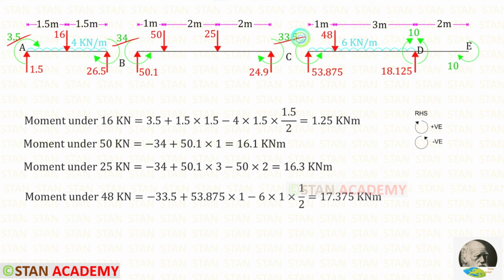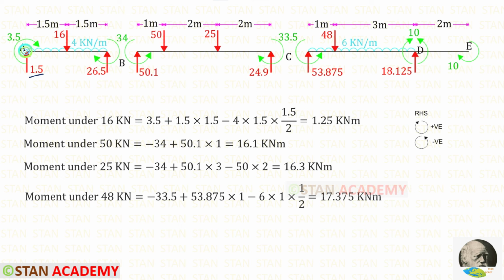Using the end moments and the reactions, we can find the moments under the point loads. We can use the right hand side rule. Clockwise will be positive and anti-clockwise will be negative. Let us take the span AB and find the moment under the 16 kN point load. This moment is acting in the clockwise direction so that it will be positive.